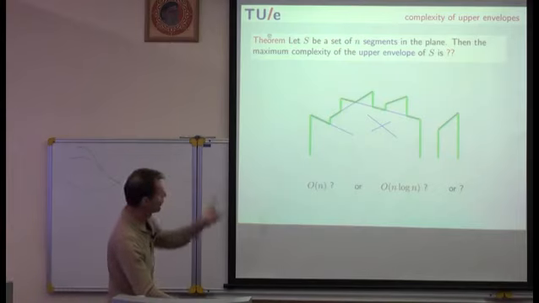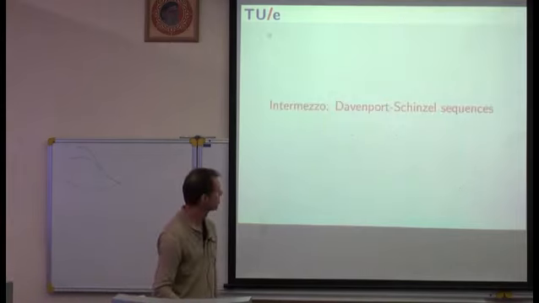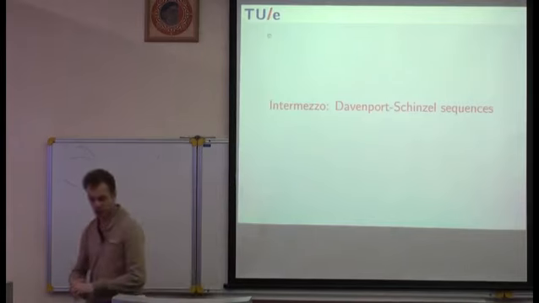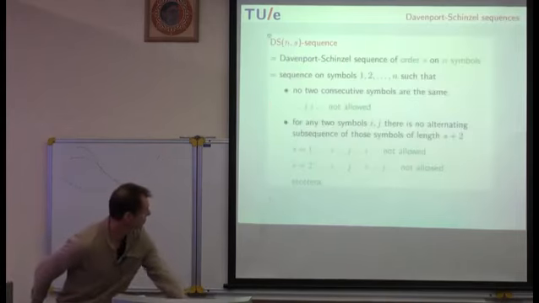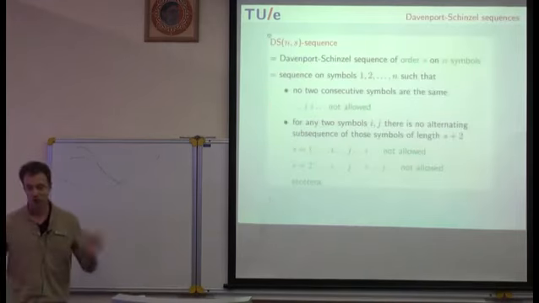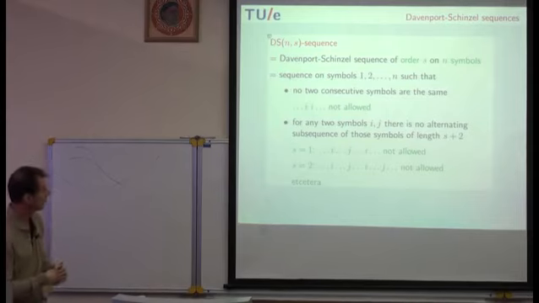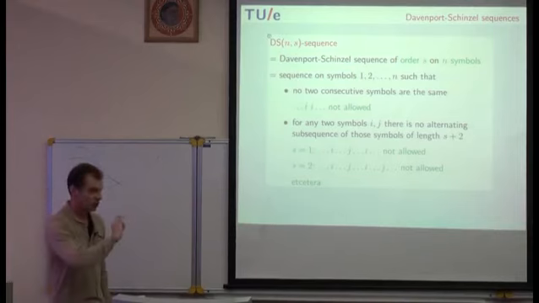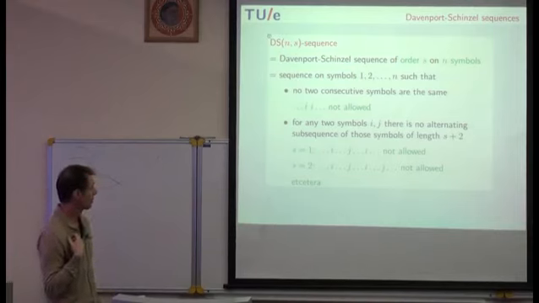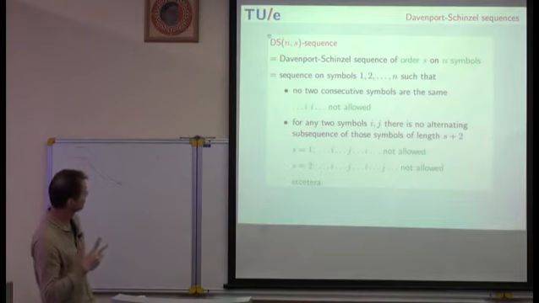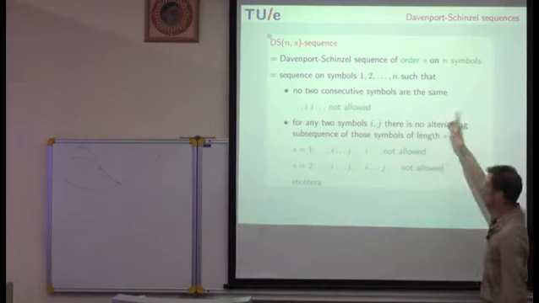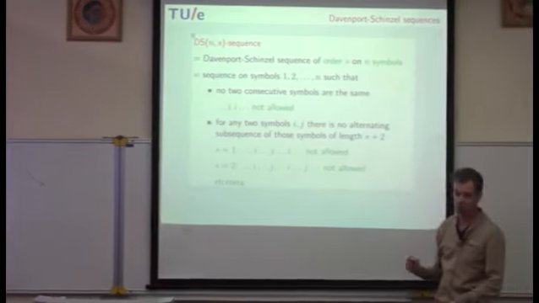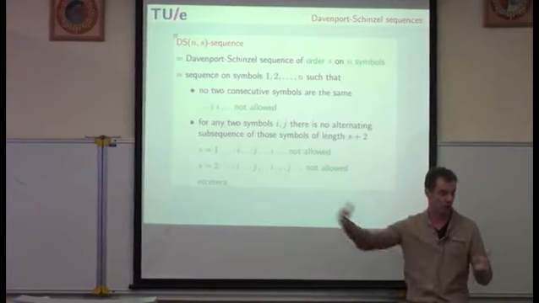The tool that we need to prove this is the so-called Davenport-Schinsel sequences. What's a Davenport-Schinsel sequence? It's just a sequence of elements, numbers if you want, and this sequence should have two properties. So I have a Davenport-Schinsel sequence of order s on n symbols. Let me simply say the symbols are 1, 2, 3, up to n.